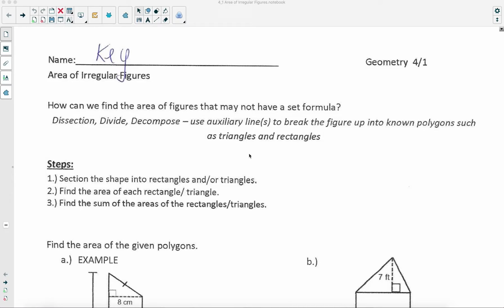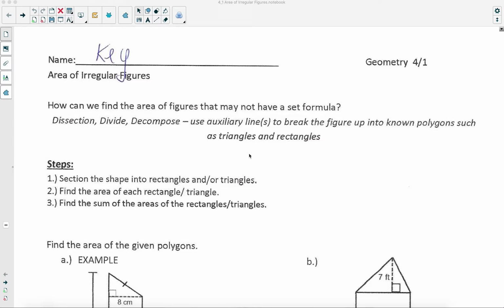Happy April. It's April 1st, and we are finishing up area of irregular figures, which is going to be a 2-day lesson. So you're going to work on questions 1 through 5 today and submit one question. And then tomorrow you're going to work on questions 6 through 9 and submit a different question. So today I'm only going to work up through going through the example page, and then the next 5 questions, with the exception of the question that you'll submit through Google Forms.